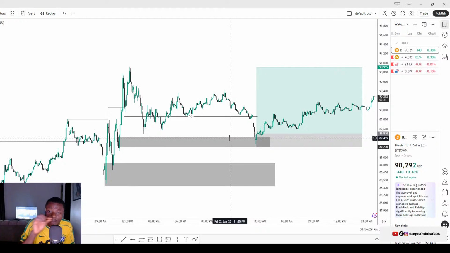this is my point of interest, this is my inducement, and I'm looking at this area to hold. This is my point of view. This is my break of structure. This is my pattern. This is everything. And I'm looking at this thing.